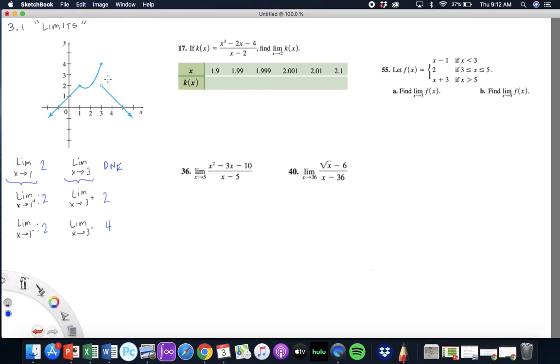And you'll notice that when it has a break like this, and we talked about it in class, where it's discontinuous in this way, then it is going to be does not exist. All right, so that's the graph section that we talked about. We've talked about a lot this week.